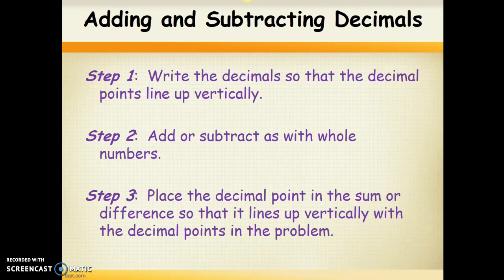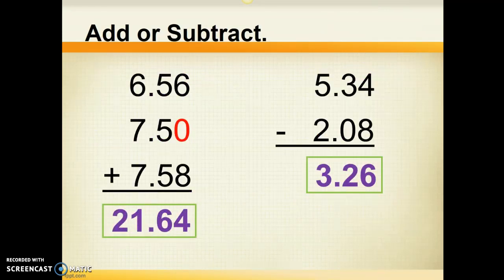The most important thing here is to make sure that the decimal points line up vertically. A few examples here. Notice in the addition example, there was a 0 put in as a placeholder so that all of the numbers would have the same digits. Then the decimal points are lined up, and then we will add as usual.